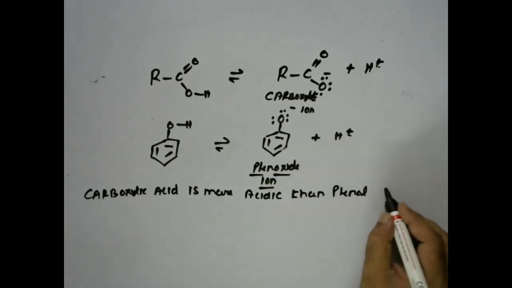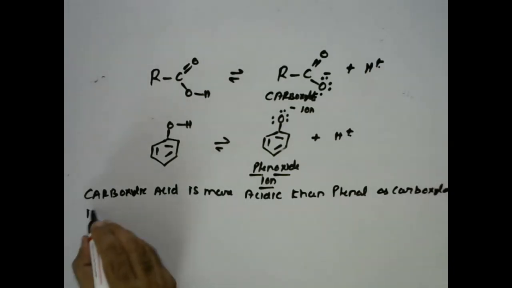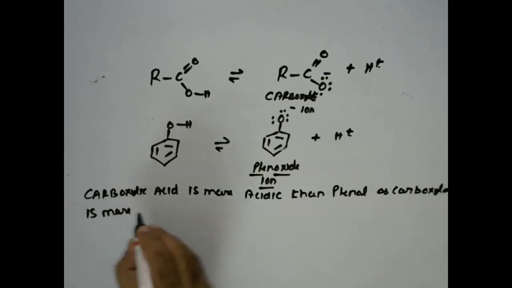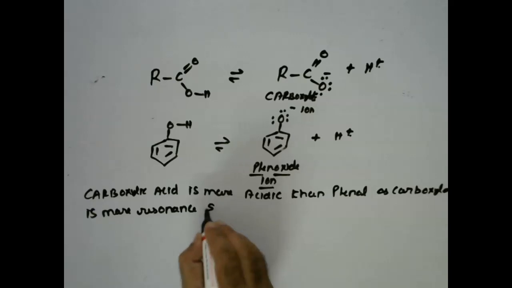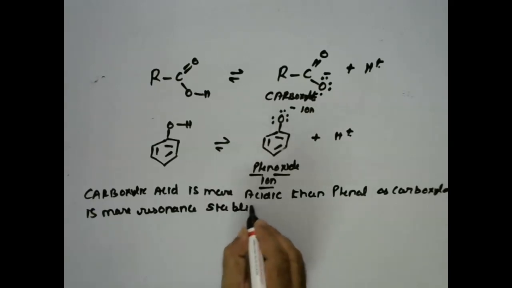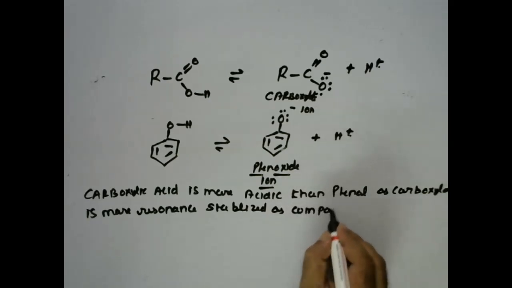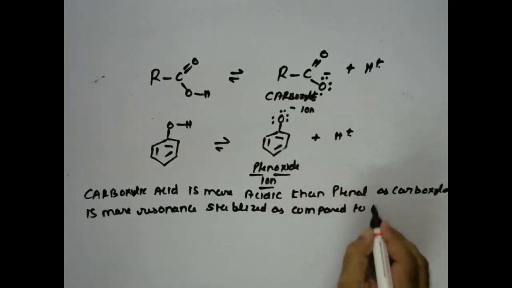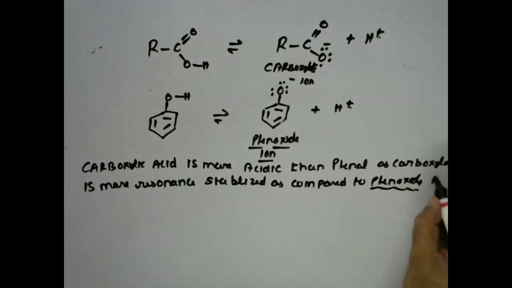The reason we are going to write down, and we are going to prove it also: carboxylate ion, the conjugate base of carboxylic acid, is more resonance stabilized as compared to the phenoxide ion. Now we have to prove why carboxylate ion is more stable as compared to the phenoxide ion.